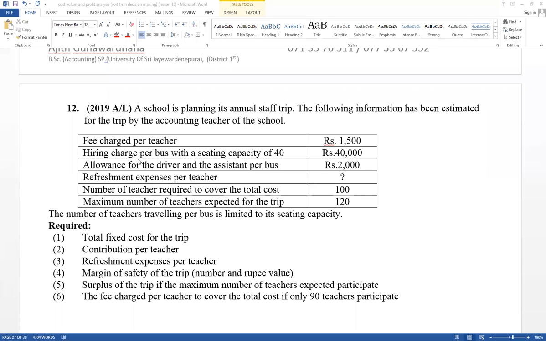But it has given hiring charges per bus with seating capacity 40 passengers.